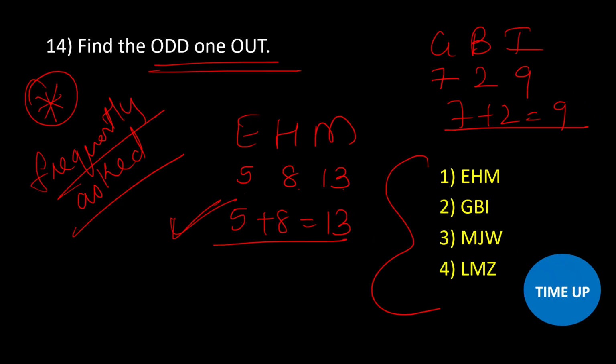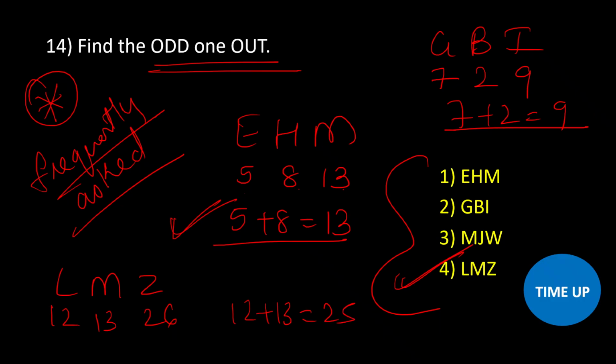So if you carefully check, fourth one is the odd one out because LMZ. L is 12. This is 13. This is 26. But when you add 12 plus 13, you will get 25. So this will be an odd one out. So LMZ is odd one out. I hope you got it.